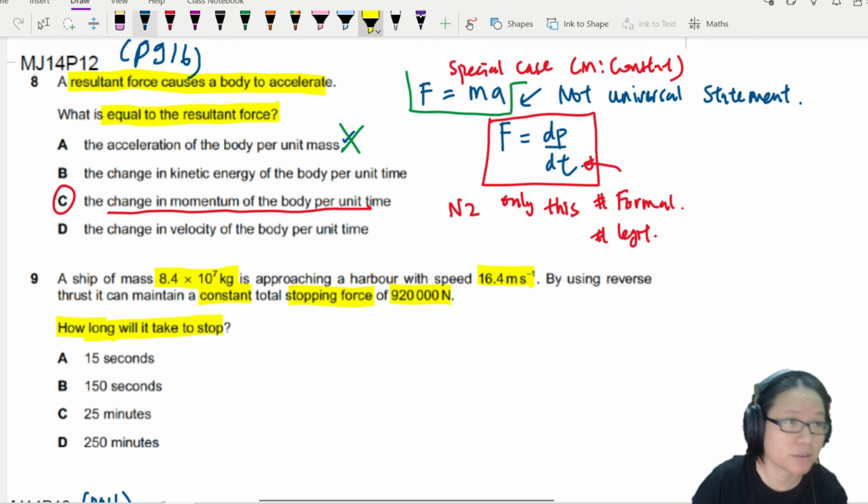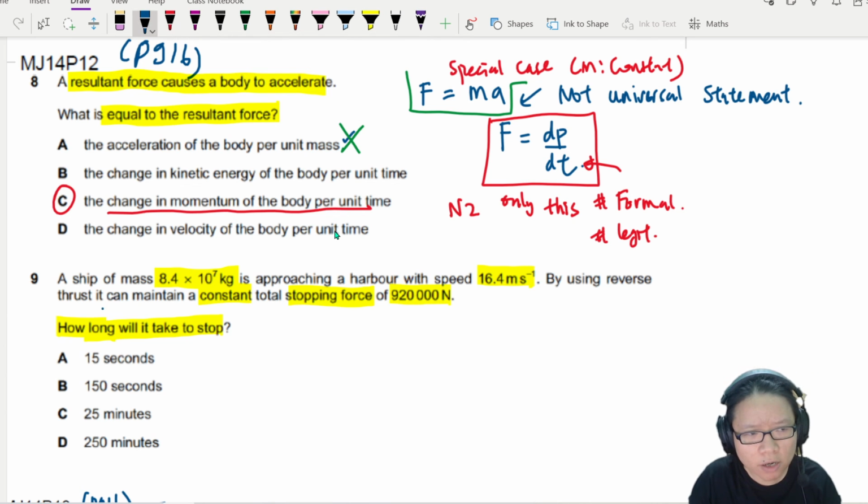Okay, to do these questions, you may be thinking, Miss, you see, this how long is T?